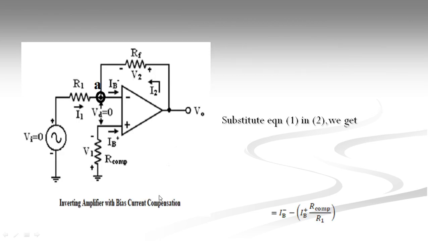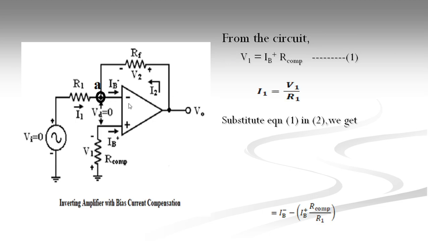Now let us see the analysis part of input offset current. The left side circuit diagram shows the inverting amplifier with the bias current compensation. Here we have already included our compensation in the circuit in order to compensate for the input bias current. And now, in the presence of input offset current, what output are you going to get? Okay, first we'll start the analysis part.